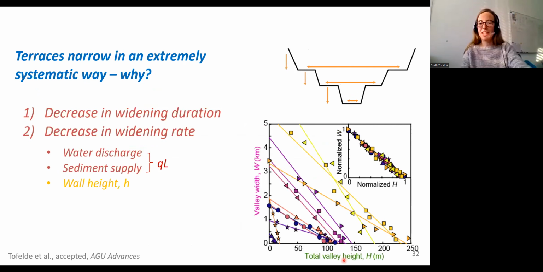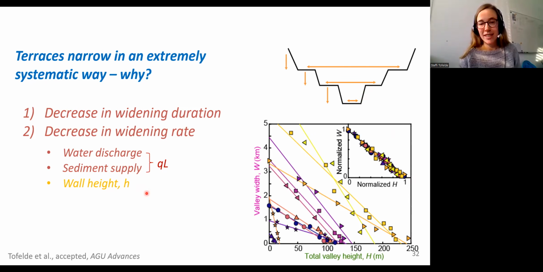So what this observation shows is that in order to form paired terraces, the valley does not even need to narrow with each incision step. It seems that this narrowing happens in a very systematic way. It looks like the reduction in valley width scales linearly with the height of the total valley. And again, it's not the height of the terrace, it's the height of the total valley. So it's not this height as we expected, it's the entire height that seems to play a role. So wall height somehow plays a role, but not exactly as we maybe expected.